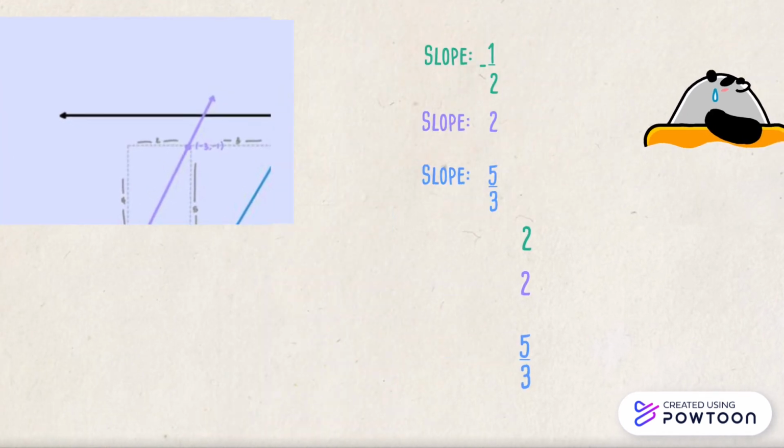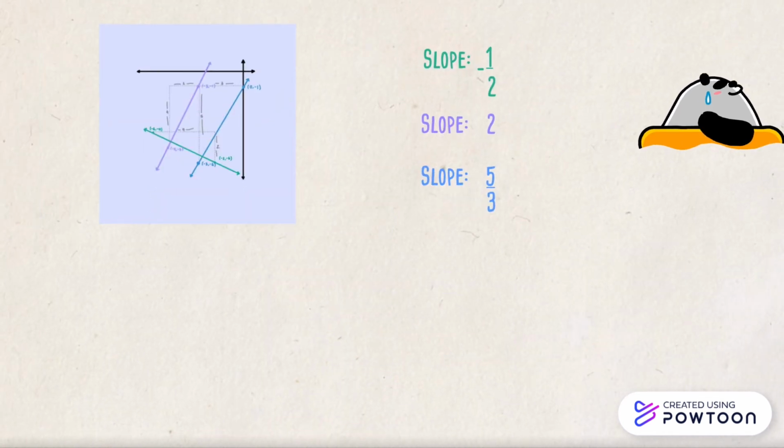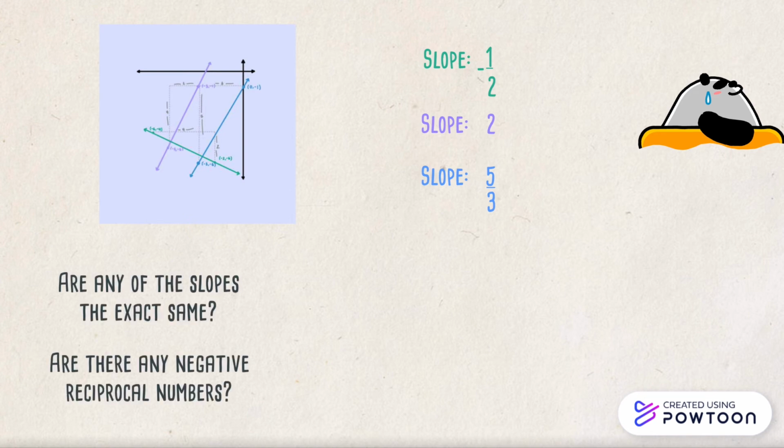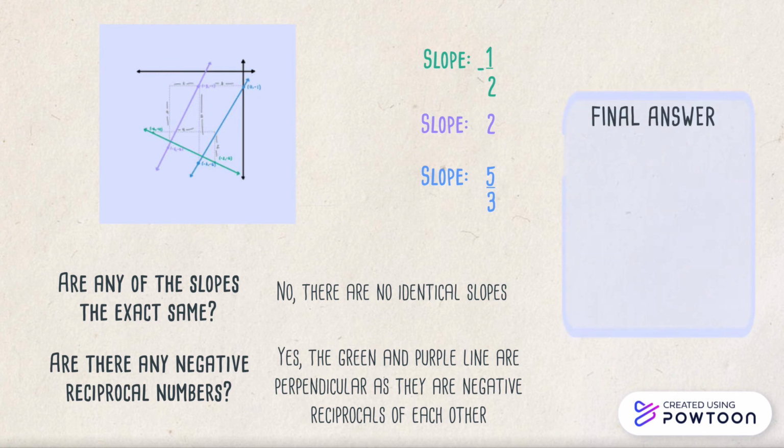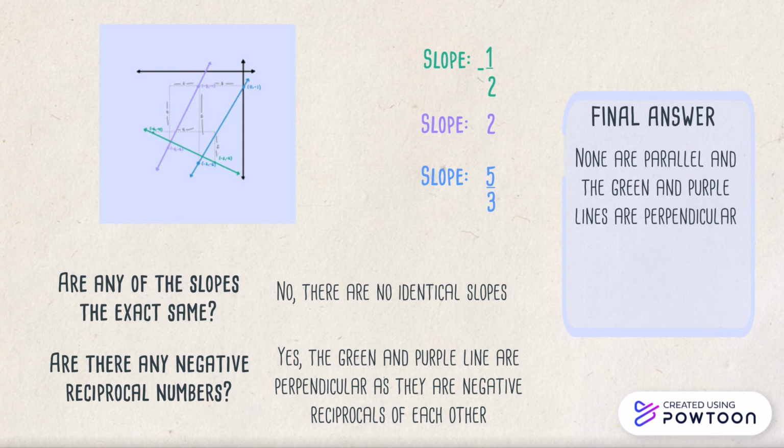All right, now that we have our slopes, we can ask ourselves the same two questions as before. Are any of these slopes the exact same? And are there any negative reciprocal numbers? The answer to the first question is no, there are no identical slopes, and the answer to the second question is actually yes. The green and purple lines are perpendicular as they are negative reciprocals of each other. Therefore, our final answer will be none are parallel and the green and purple lines are perpendicular.